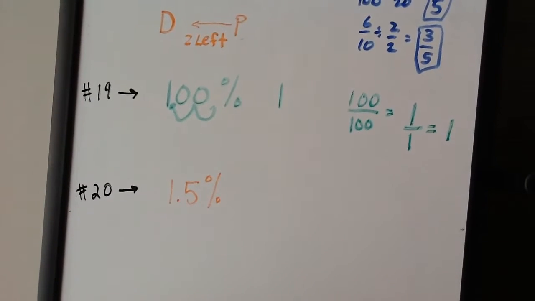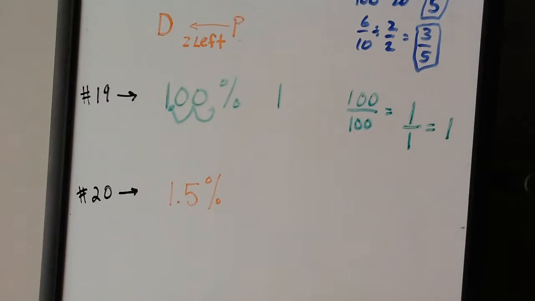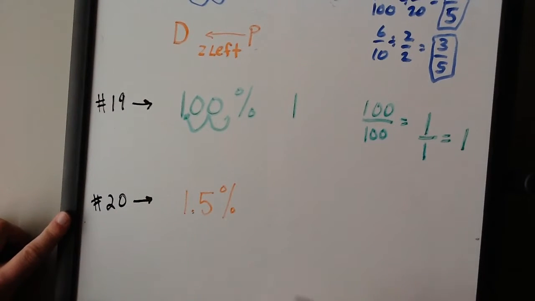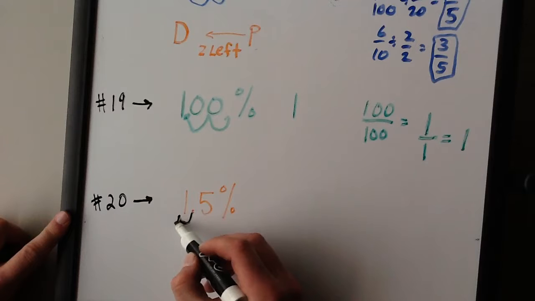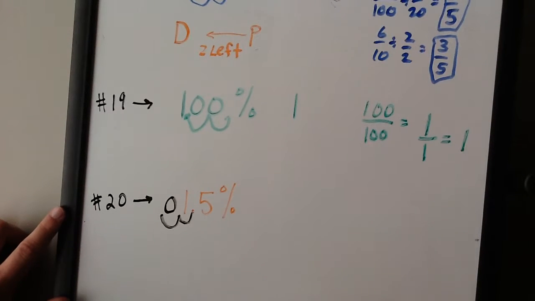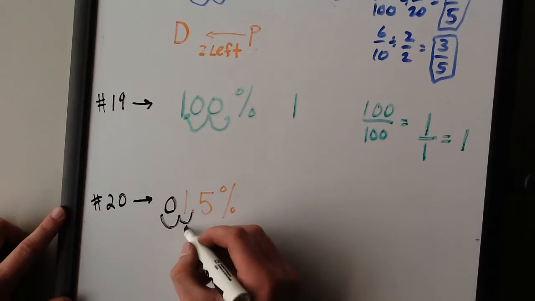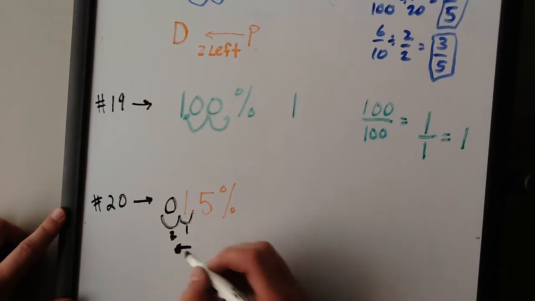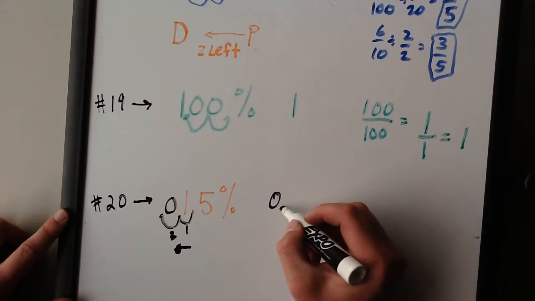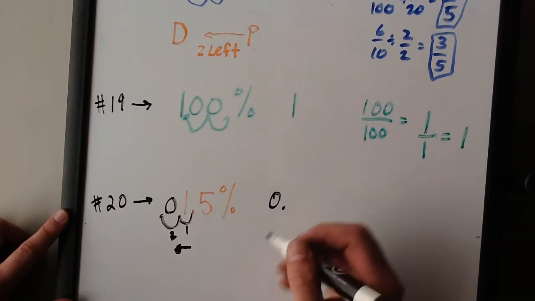Finally, number 20. Number 20, you have 1.5%. So same thing, I'm going to go 2 places to the left with my decimal. The decimal is right here. I see the decimal now. I'm going to go 2 places to the left. So 1, 2. I have to add a placeholder 0 right here so that I can see how the decimal is moving. I go 2 to the left. My decimal is there. So my new number is 0.015.